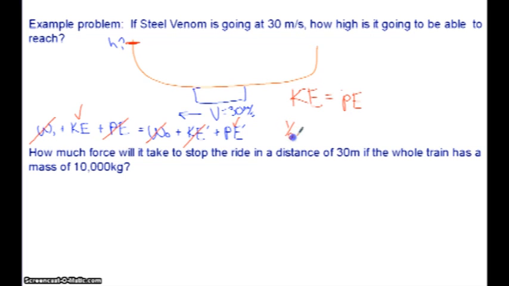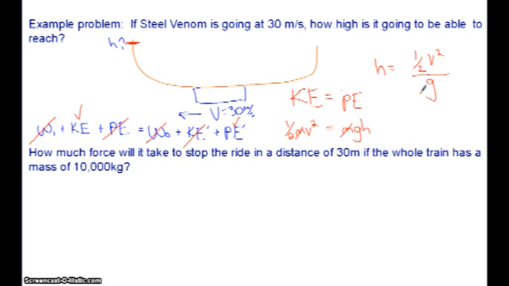Kinetic energy is equal to 1/2 mv squared. Potential energy is equal to mgh. You can see the mass of Steel Venom doesn't matter. We can rearrange and solve for height. And so height is equal to 1/2 v squared divided by g in this case. All right, and I'll let you plug in the numbers and do that yourself.